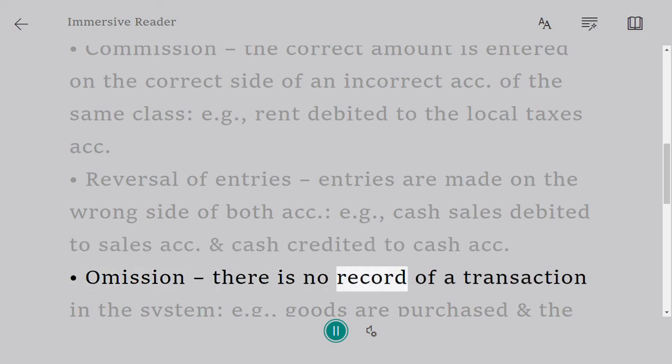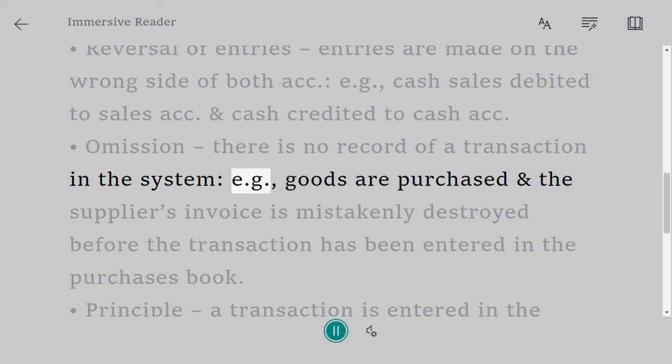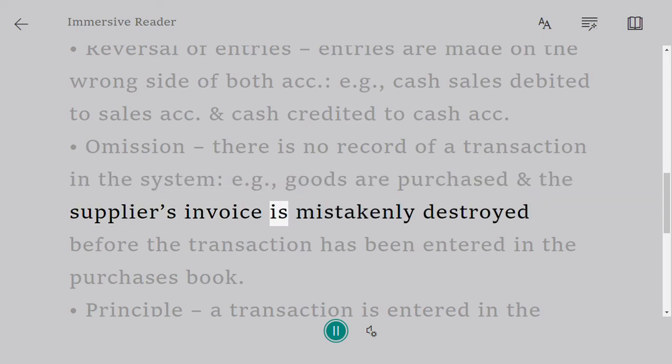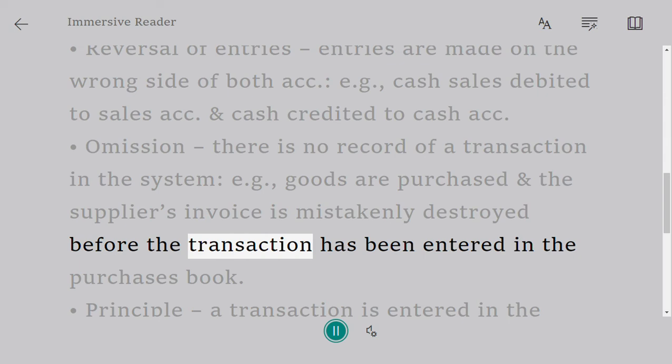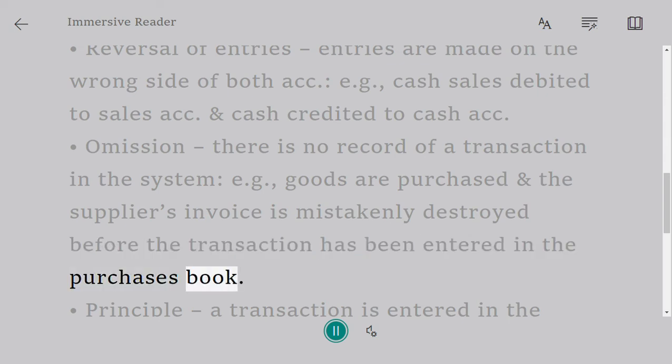Omission: there is no record of a transaction in the system. Example: the goods are purchased and the supplier's invoice is mistakenly destroyed before the transaction has been entered in the purchases book.